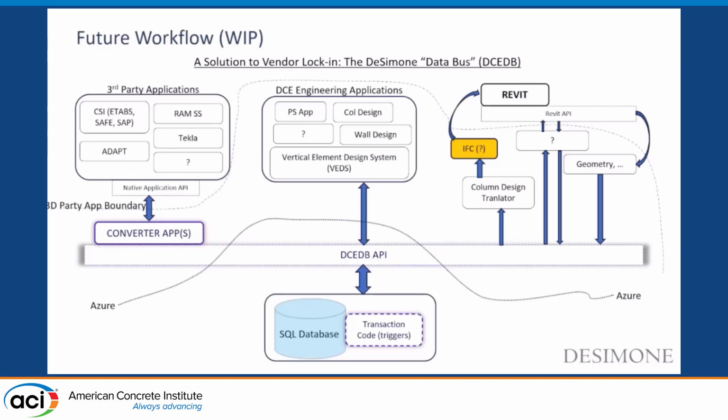So over here we have our third-party apps, and almost every app nowadays has some sort of API. And so instead of having our custom engineering apps talking directly to these apps, we're going to have a little converter app that talks to the various APIs and plugs it into the Desimone database, which is on the cloud. We're on Azure now.